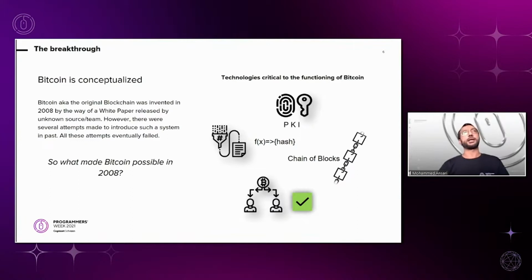There was a system called Hashcash. There was a system in the late 90s called Bitgold. Most of these systems employed PKI, public key infrastructure, which is inside the core layer of Bitcoin and critical to the functioning of Bitcoin. They also had hashing involved, and they also had a chain of blocks. The chain of blocks was first proposed in the year 1991.